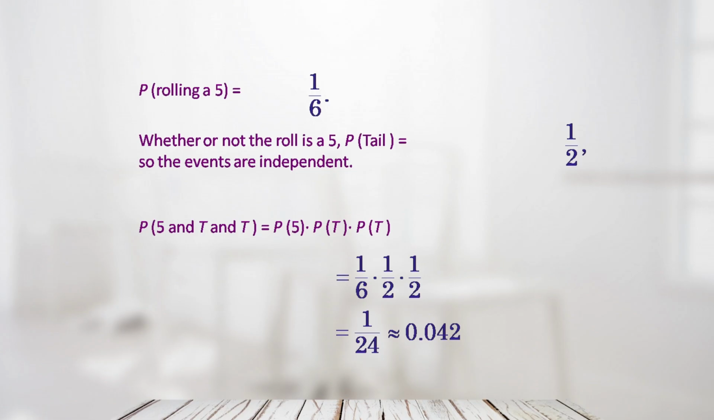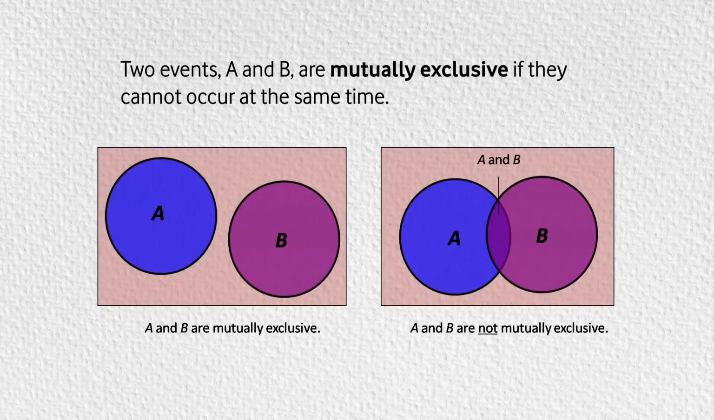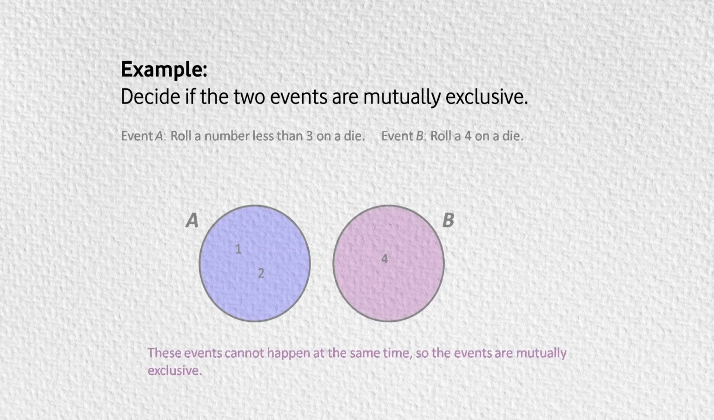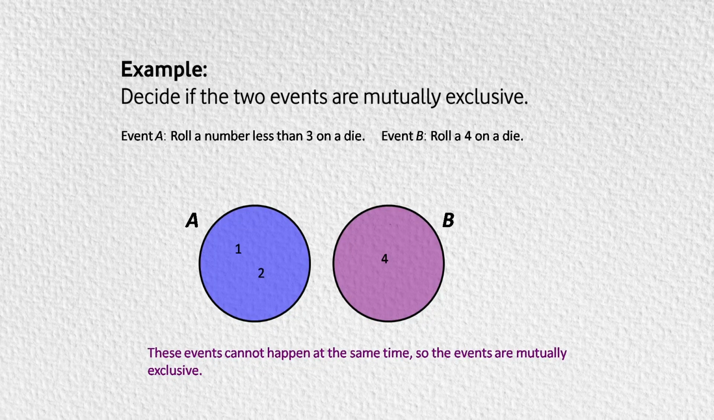So what we have observed in the addition rules is that two events A and B are mutually exclusive if they cannot occur at the same time, and otherwise A and B are not mutually exclusive. Decide if the two events are mutually exclusive. Event A: roll a number less than 3 on a die. Event B: roll a 4 on a die. These events cannot happen at the same time, so the events are mutually exclusive.